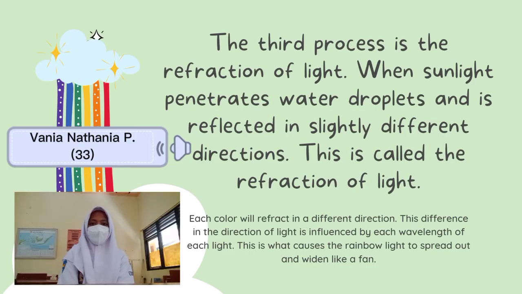The third process is the refraction of light. When sunlight penetrates water droplets and is reflected in slightly different directions, this is called the refraction of light. Each color will refract in a different direction. This difference in the direction of light is influenced by the wavelength of the light. This is what causes the rainbow light to spread out and widen like a fan.